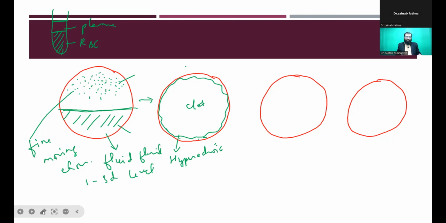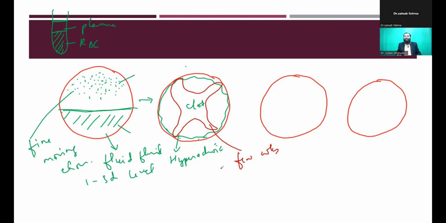Then what happens is, this clot would be taken up by the macrophages with time. So this clot would retract. After a few weeks, you would be able to see this appearance. This is called the retractile clot sign.